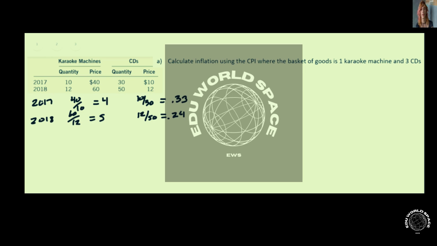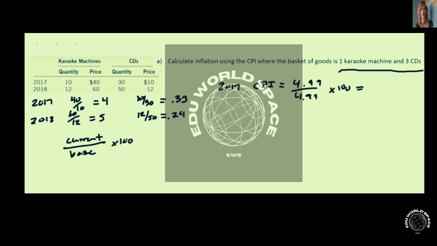And remember that to calculate the consumer price index, the formula is the current basket of goods over the base year basket of goods times 100. And remember, the basket of goods is 1 karaoke machine and 3 CDs. So the consumer price index for 2017 is $4.99 over $4.99 times 100 equals 100. The base year for the consumer price index is always going to equal 100.